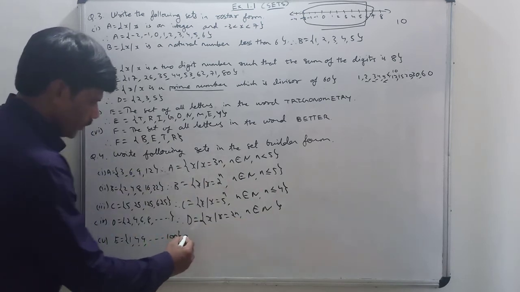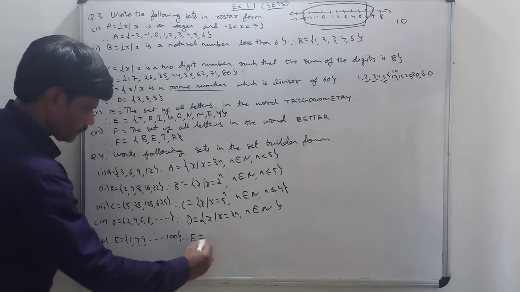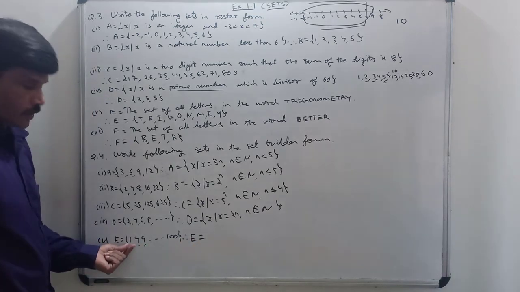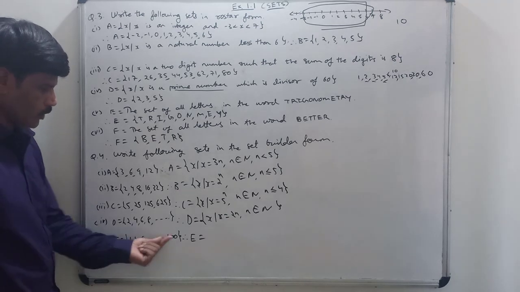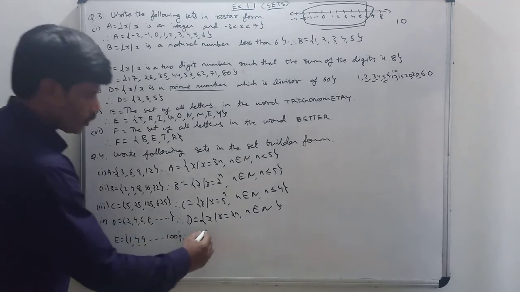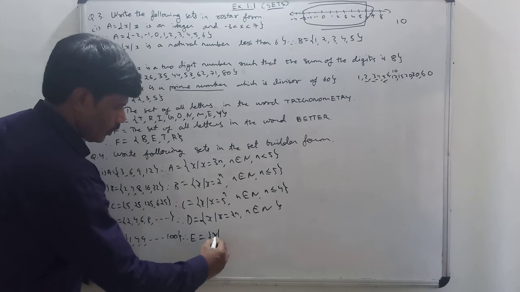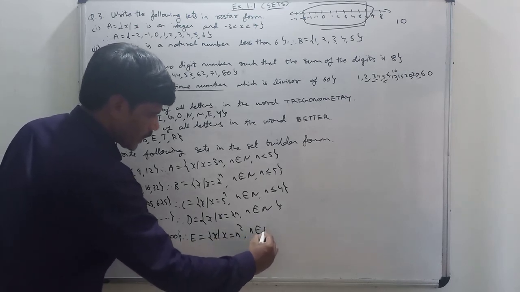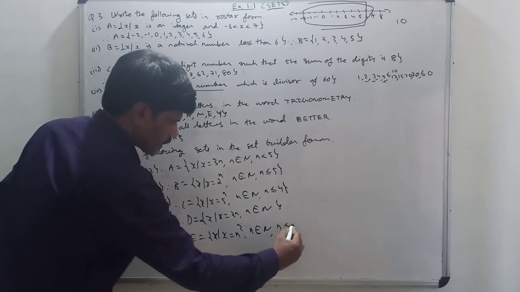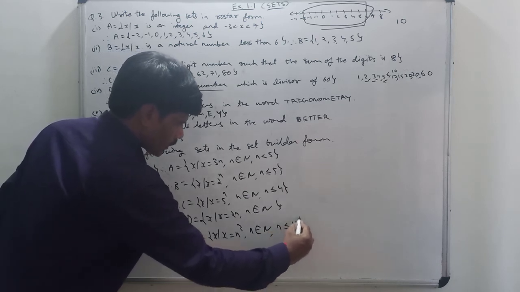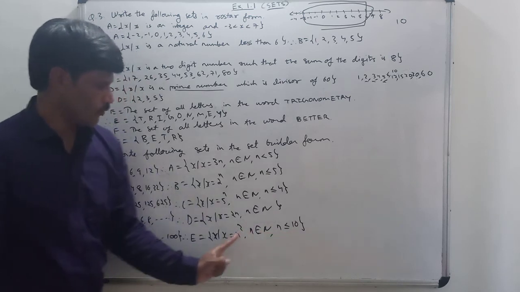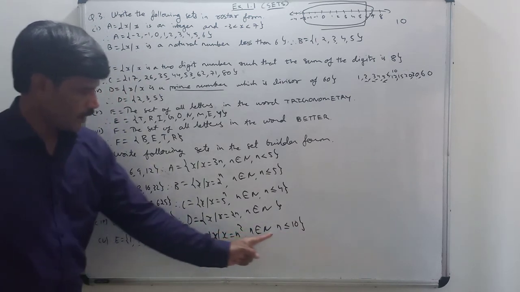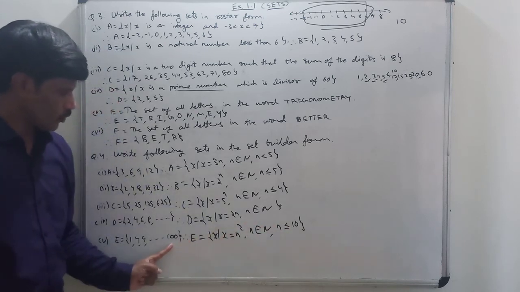Now fifth, you observe E: 1, 4, 9 up to 100. So 1 means 1 square, 4 means 2 square, 9 means 3 square, up to 100 means 10 square. So here x is such that x is equal to n square, where n is a natural number and n is less than what? Less than or equal to 10 you write. When n is equal to 1, 1 square is 1, n is equal to 2, 2 square is 4, n is equal to 3, 3 square is 9, up to n is equal to 10, 10 square is 100.